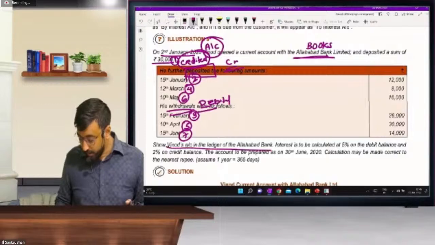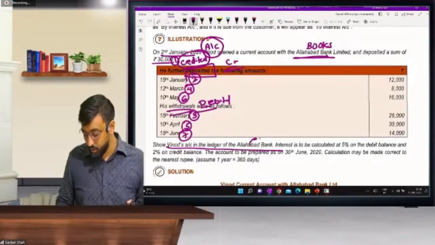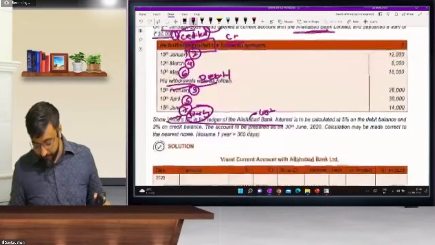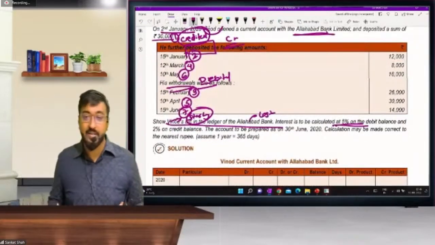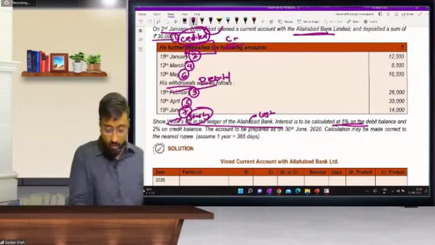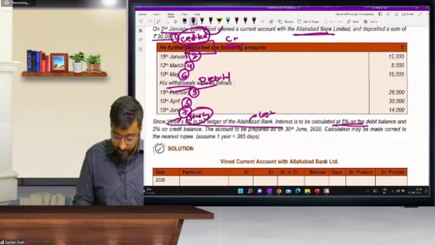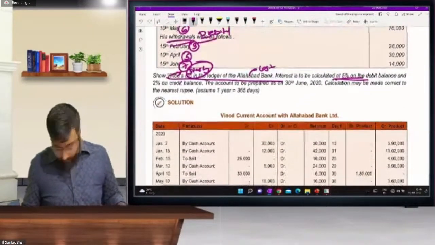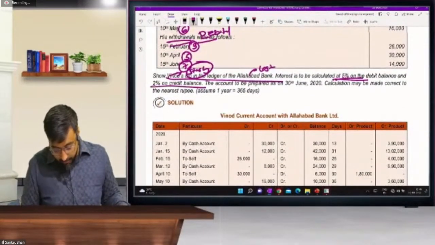So Vinod account in the ledger of Allahabad Bank. ये लास्ट में आएगा, विनोद स्टार्टिंग में आएगा. Vinod in account current with Allahabad Bank. Whenever there is an interest statement table, account current बोलते हैं उसको. Whenever there is interest table, it is account current. 5% on debit balance. Debit means withdrawal. And 2% on credit balance means deposits.